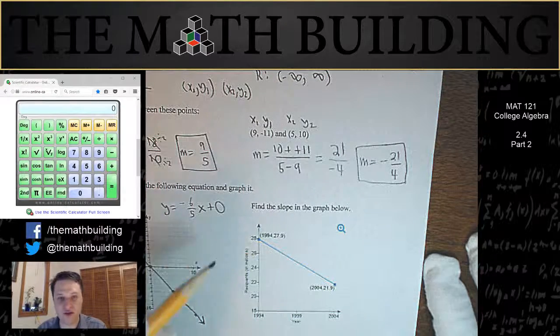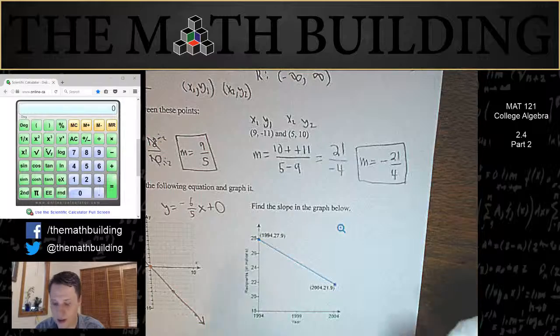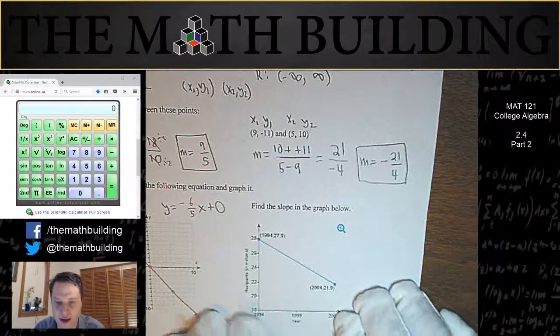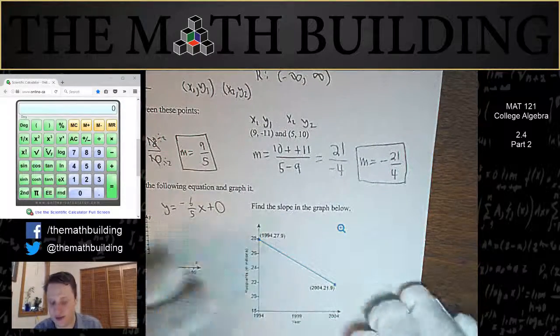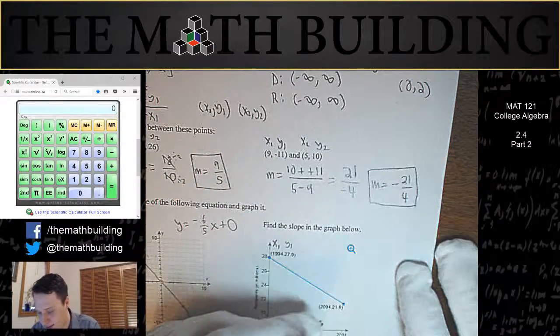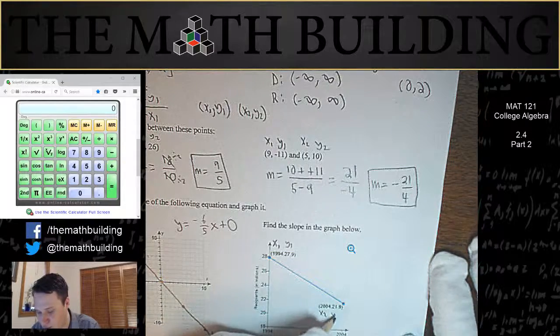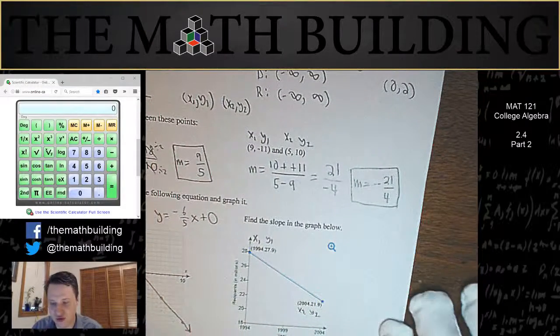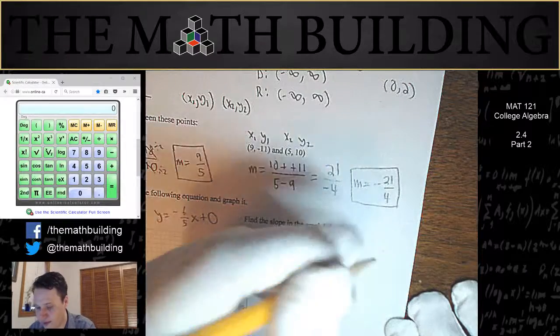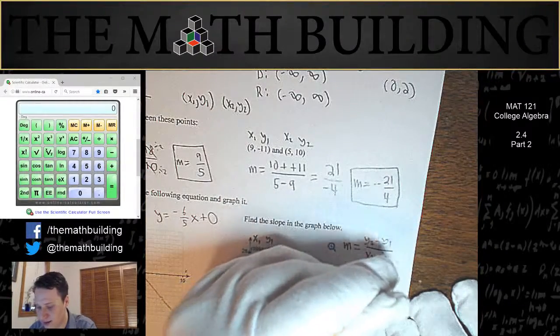It is very common for the x value to be in terms of time, because remember I said x is when and y is what is happening. So I'm going to just call this point x1, y1, and this point, 2004, 21.9, is going to be x2, y2. So let's remember the formula. Slope, because we have it memorized, is y2 minus y1 over x2 minus x1.